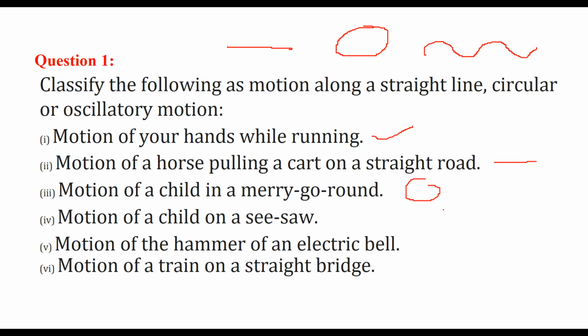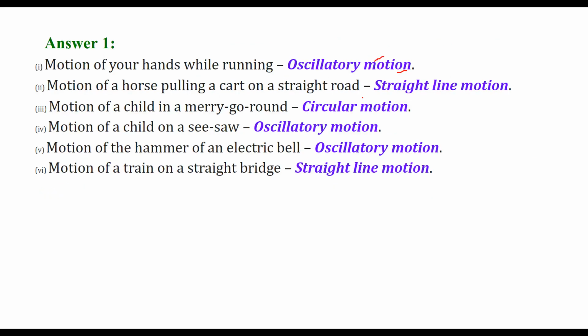Motion of a child on a seesaw. A seesaw goes like this, the movement is like this. So it's oscillatory. Motion of the hammer of an electric bell is oscillatory. And motion of a train on a straight bridge is straight line motion. So: oscillatory, straight, circular, oscillatory, oscillatory, and straight.